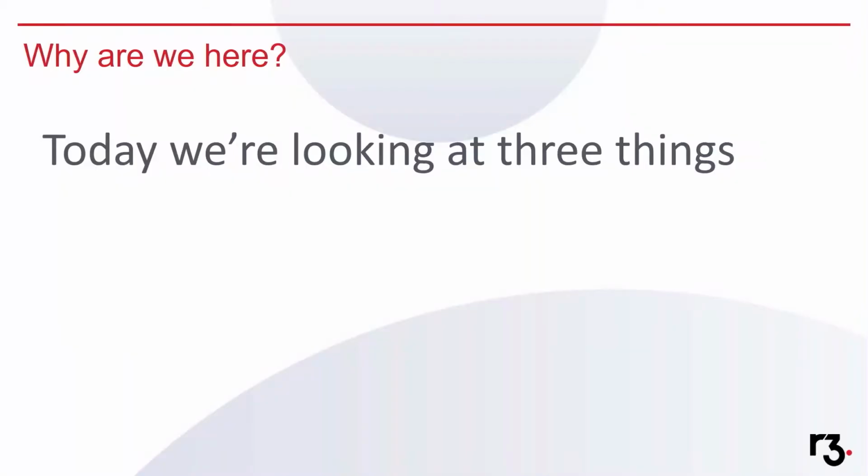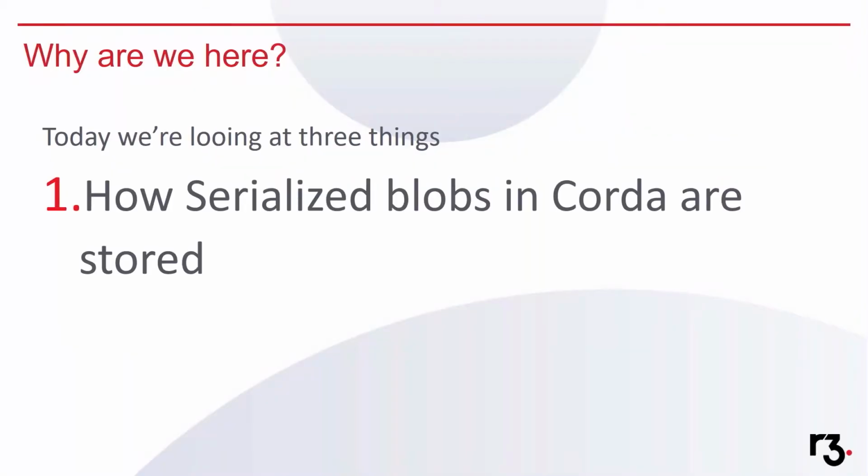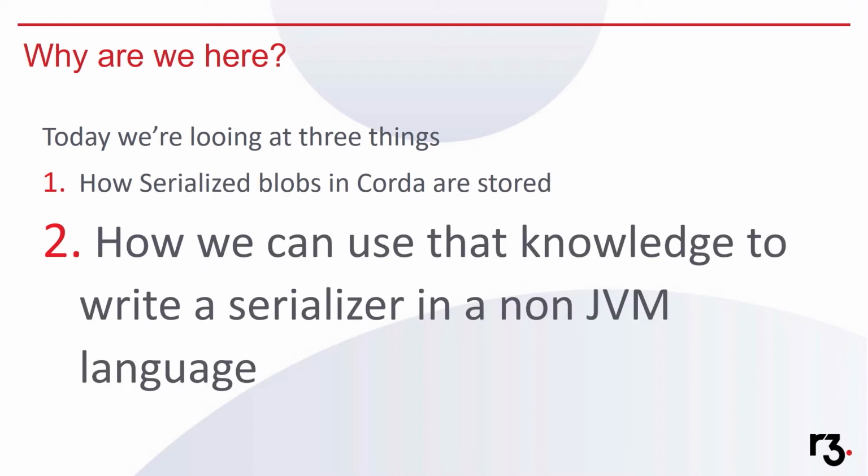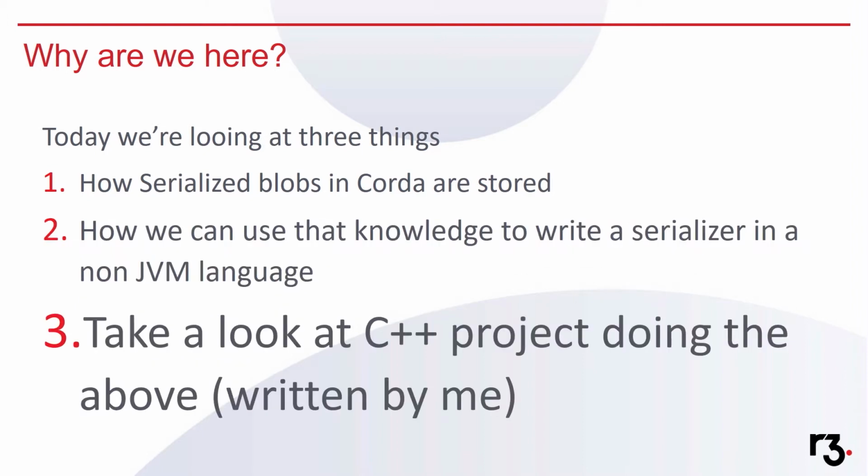And since I know a little bit about serialization in Corda, and I kind of have a thing for C++, combining the two might have been a good thing. So today, we're going to look at 3 things. Firstly, how serialized blobs in Corda are stored. Then we're going to use that knowledge to think how we could actually start writing a serializer outside of the JVM. Finally, we're going to take a look at a C++ project that actually starts to do this.